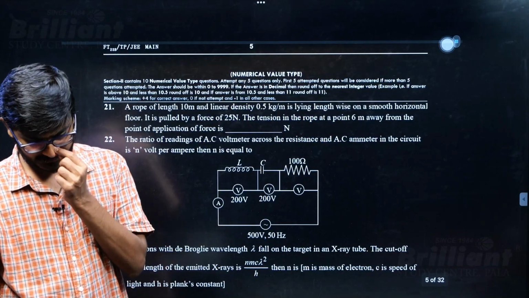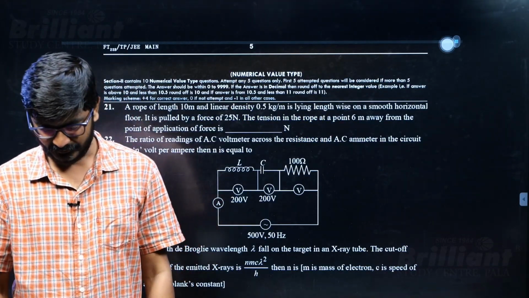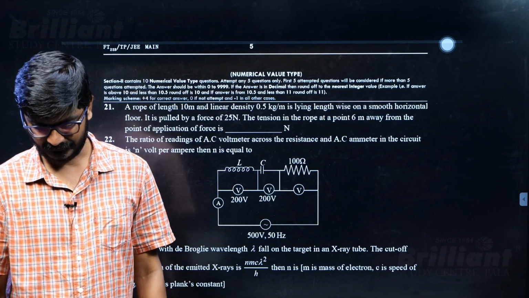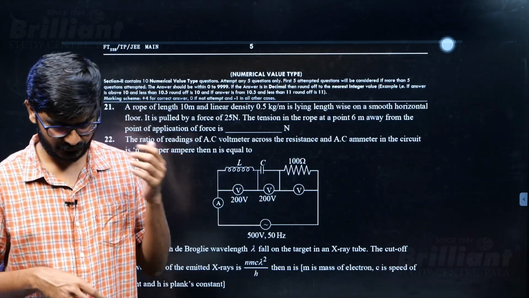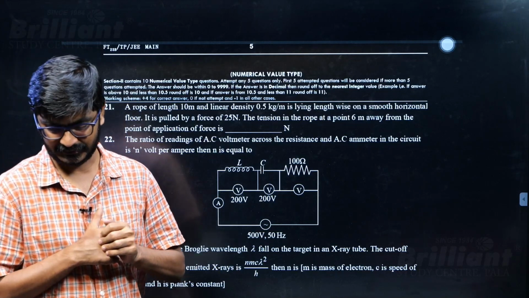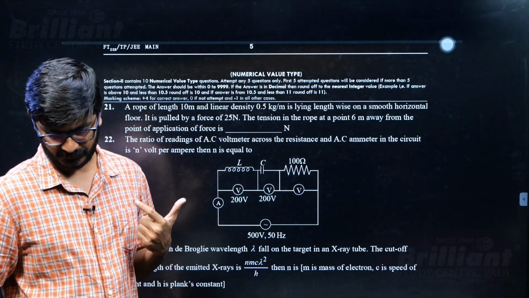A rope of length 10 meters and linear density 0.5 kg per meter is lying lengthwise on a smooth horizontal floor. It is pulled by 25 Newton. Find the tension in the rope at a distance 6 meter from the point of application of force.